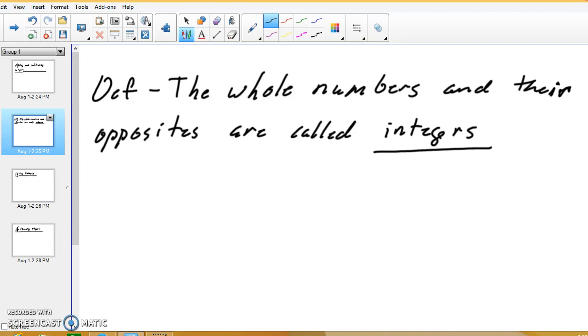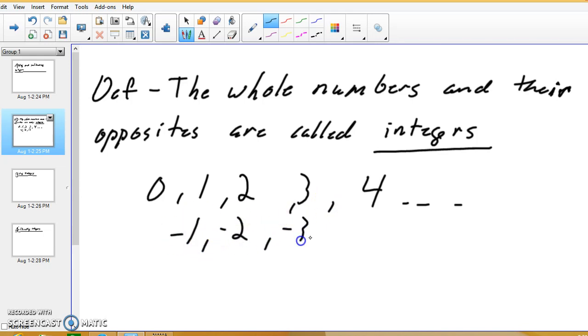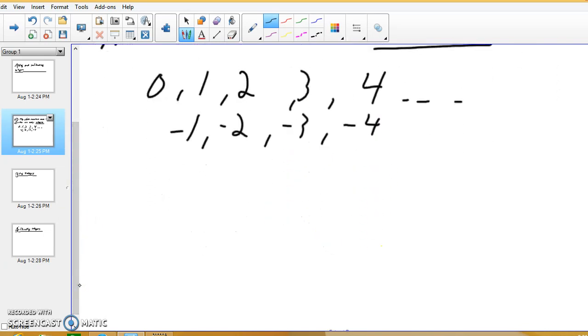Well, we know what the whole numbers are. They're 1, 2, 3, 4, and so on and so forth. So what do we mean by their opposites? Well, we mean their negative opposites. So while 0, 1, 2, 3, and 4 are part of the integers, so also are negative 1, negative 2, negative 3, negative 4. These are all part of the group we call the integers.